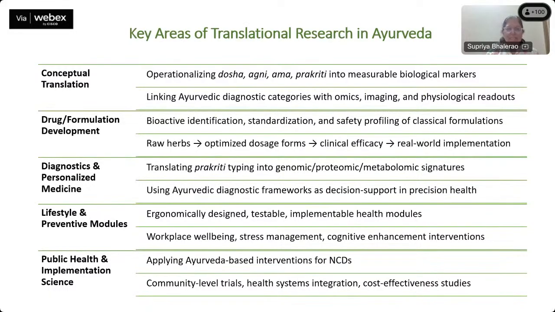So what are the key areas? We have already discussed many areas like conceptual translation, drug or formulation development. I am not going to talk much about it, because being a Samhita or Siddhanta person, I don't think we have to discuss it here. But the Triphala and Rasayana examples were from drug or formulation development only.